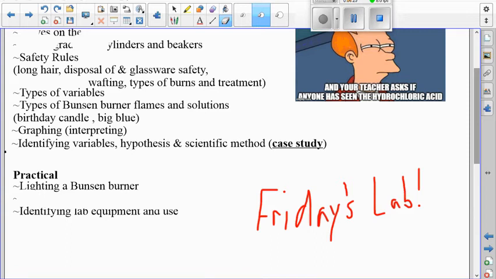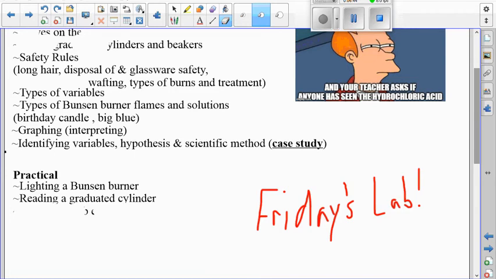I will be calling people later in the period. If you want to do your lab practical, your Bunsen burner practical, I should say, today, you can. A whole bunch of people got their 5 out of 5s last period. That can be used, so you don't have to worry about it tomorrow. Okay? But I'll be calling people up later in the period for that.